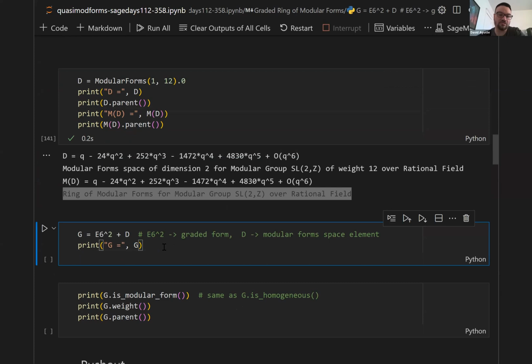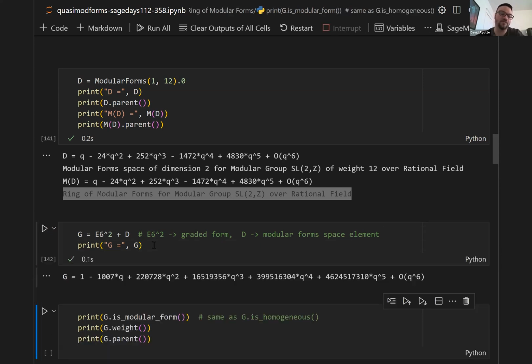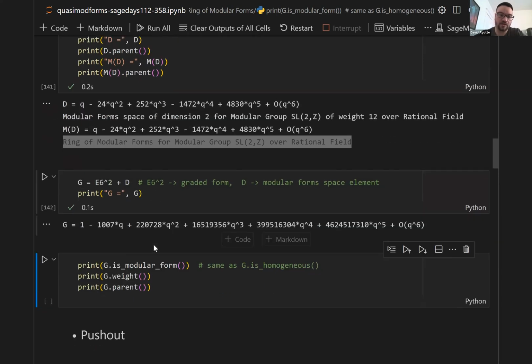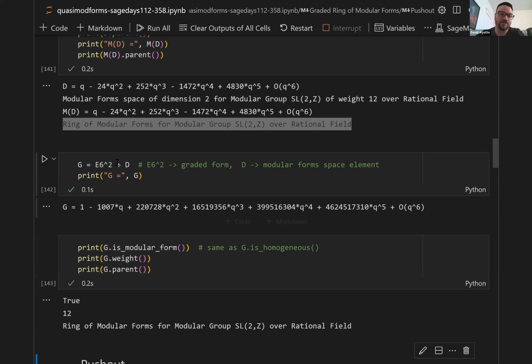And if I want to do some computation involving a graded modular form and a modular form space element, then it's still possible. The conversion will be taken care of. And as I said before, we can verify, for example, here I took an example where this graded modular form is really a modular form. We can verify it. This is true. We can compute its weight and ask for its parent again.